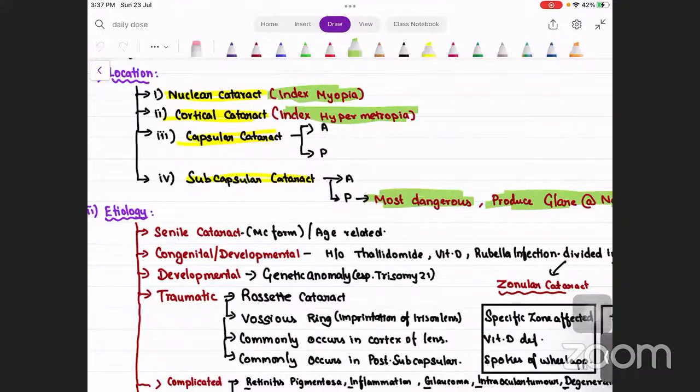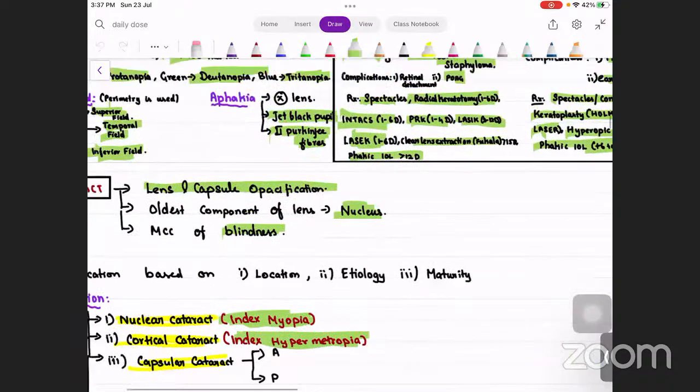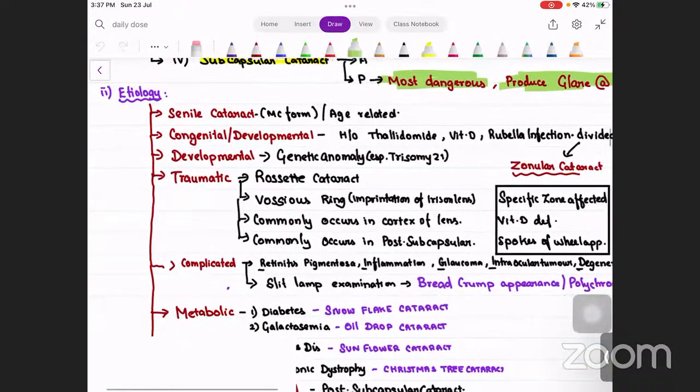Then you have a classification based on the etiology. First one is senile cataract, people, which is the most common form, an age-related cataract. What is the most common cataract? Senile cataract, which is an age-related cataract. One of the classical MCQs that you should not miss. And apart from that, congenital cataract.